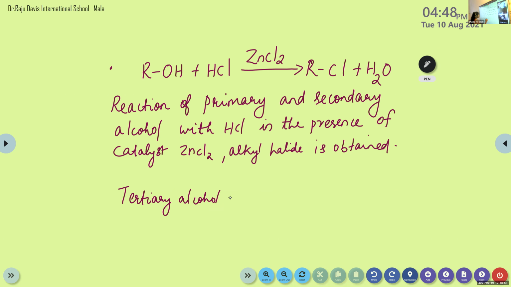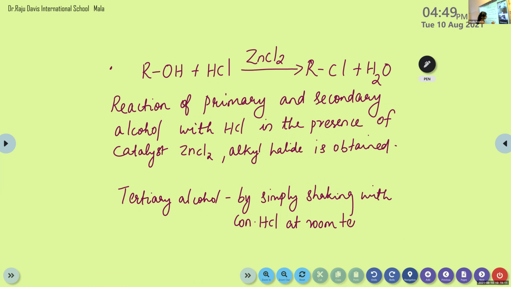So in the case of tertiary alcohol, it can be converted to alkyl halide by simply shaking with concentrated HCl at room temperature. Alkyl halide is obtained. In the case of primary and secondary alcohol, it should react with HCl in the presence of catalyst zinc chloride, and alkyl halide is obtained. And in the case of tertiary alcohol, by simply shaking with concentrated HCl at room temperature, the alkyl halide is obtained.